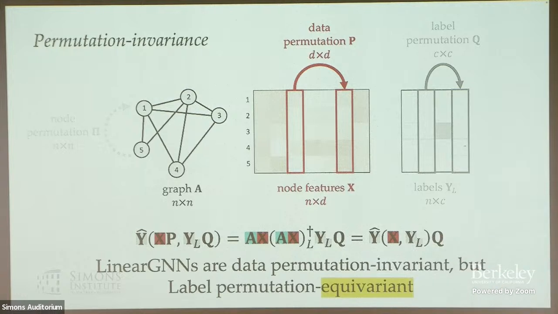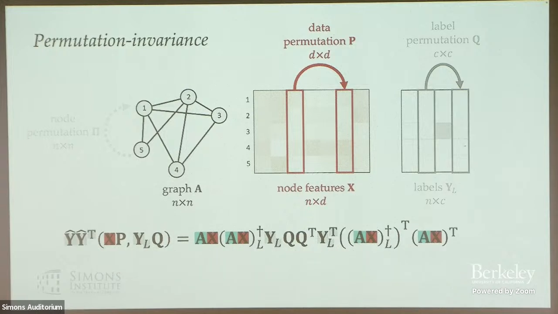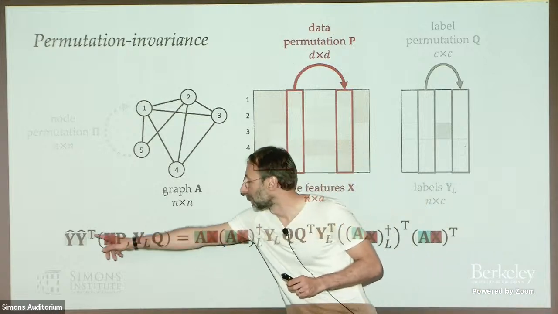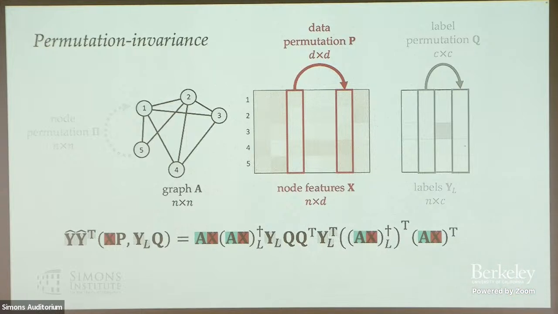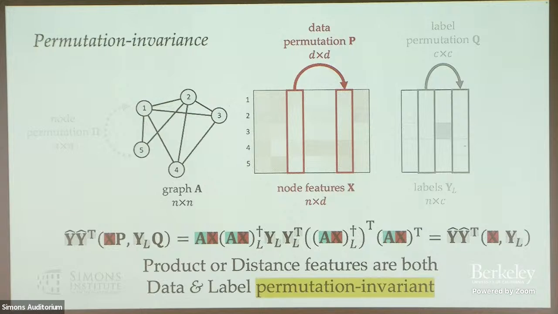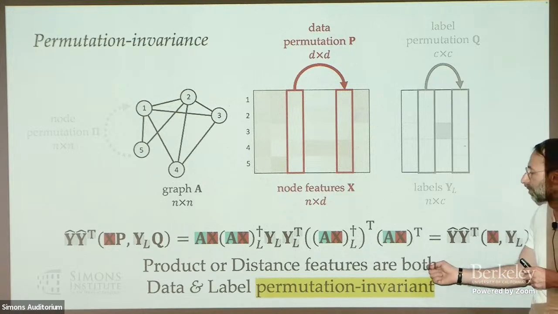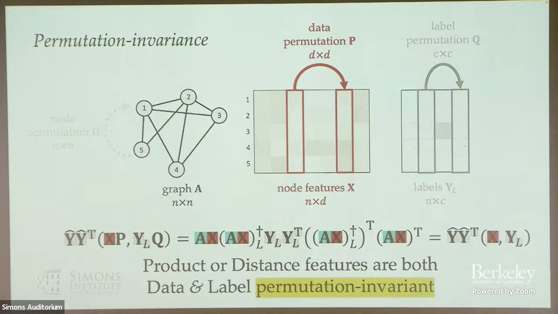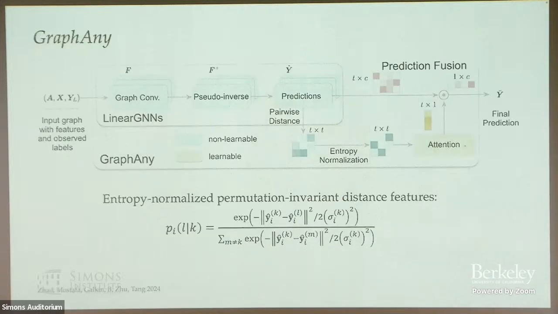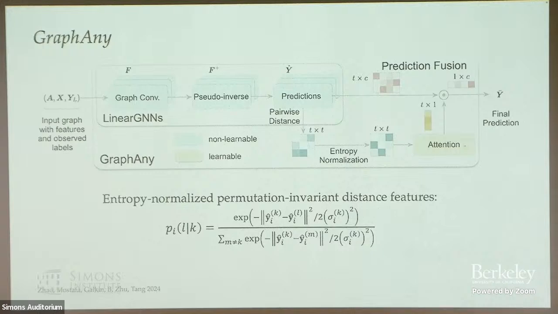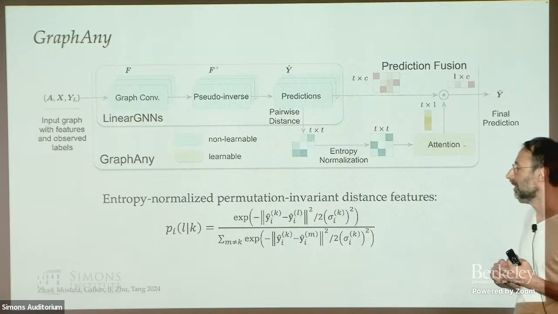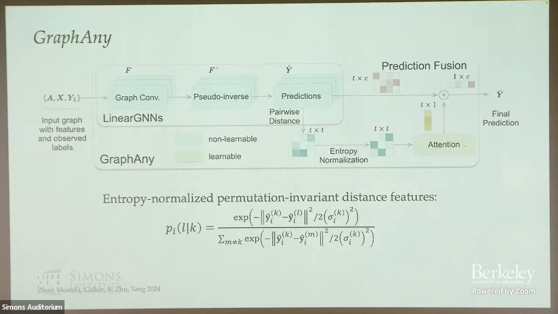So in order to get rid of the matrix Q, we can look at, for example, product features, right? If you look at the products of the type Y transpose, we see with a little bit of algebra that this matrix Q, because it's a permutation, it's orthogonal, goes away, and product features or distance features of different types are both data and label permutation invariant, right? The last thing that we need to do is normalize these features properly. We use the distance features because in different dimensions the scale of the features can be very different. So we use entropy normalization that is common, for example, in manifold learning. And these are features that are used to compute the attention. And the architecture is what is shown here.